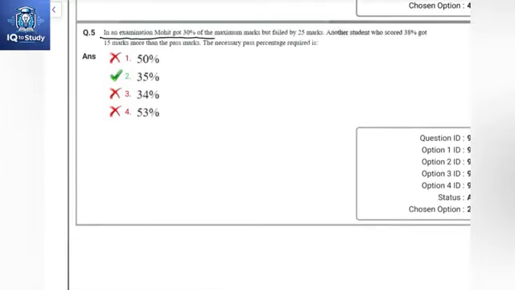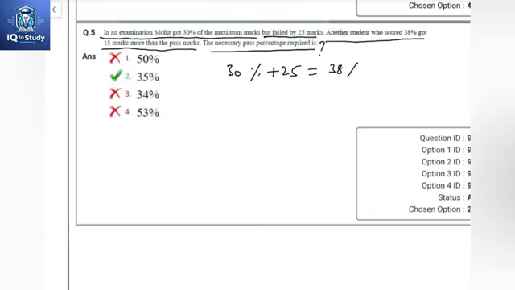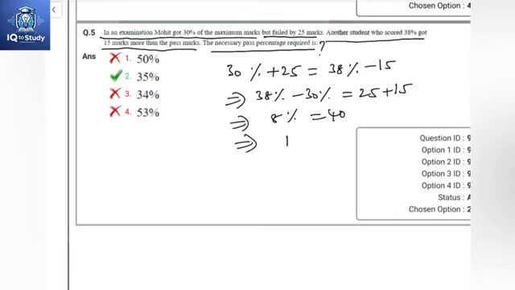In an examination, Mohit got 30% of the maximum marks but failed by 25 marks. Another student who scored 38% got 15 marks more than the pass marks. The necessary pass percentage required is. According to the question, 30% plus 25 marks is equal to 38% minus 15, which implies 38% minus 30% is equal to 25 plus 15. It implies 8% is equal to 40 and 1% is equal to 5 marks.